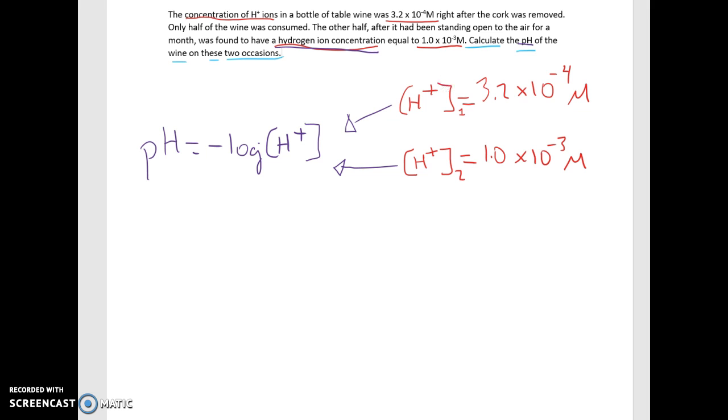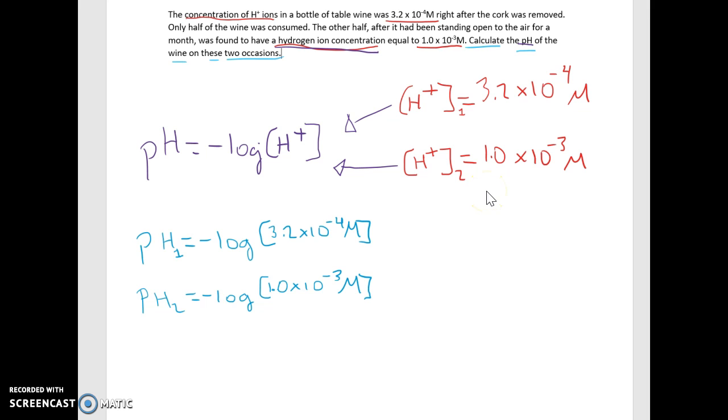And we just set it up like this. As you can see, I labeled pH 1 and pH 2 for occasion 1 and occasion 2. Now all we have left to do is plug it into our calculator and see what it gives us. As you can see, this was fairly simple. The problem looks hard and very long, however, when you break it down and understand what they're giving to you, it's very easy to solve.